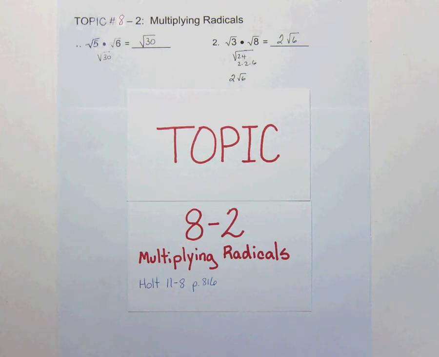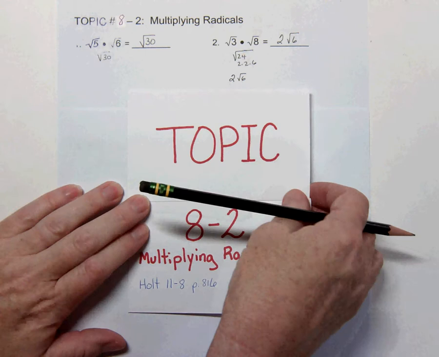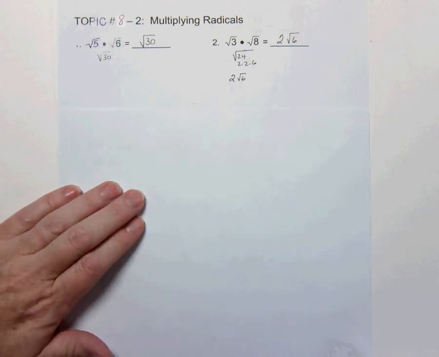Topic 8-2, multiplying radicals. This can be referenced with our Holt textbook, chapter 11, section 8 on page 816. Okay, where multiplying radicals is different than adding and subtracting. We were thinking of like terms.